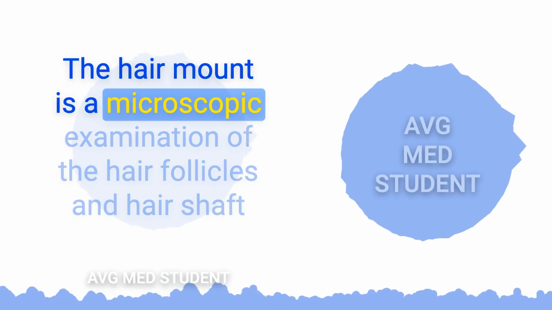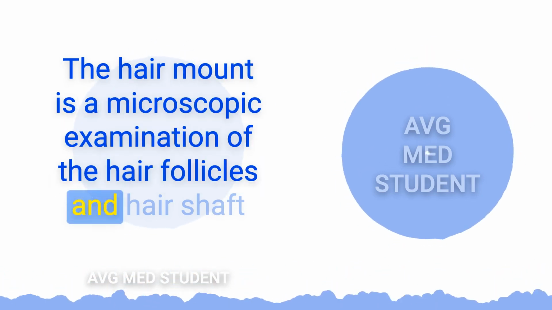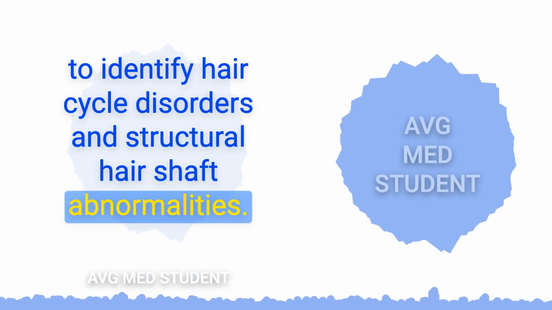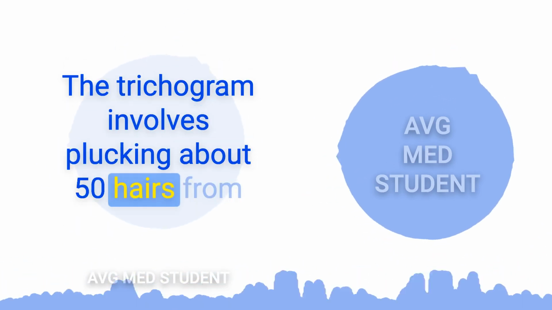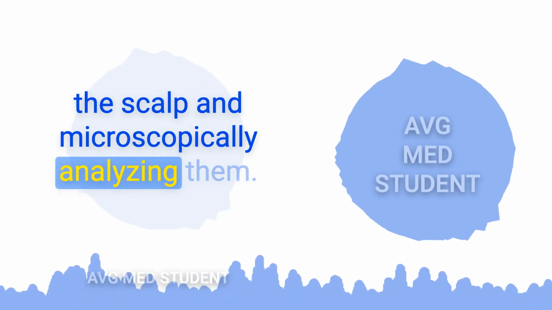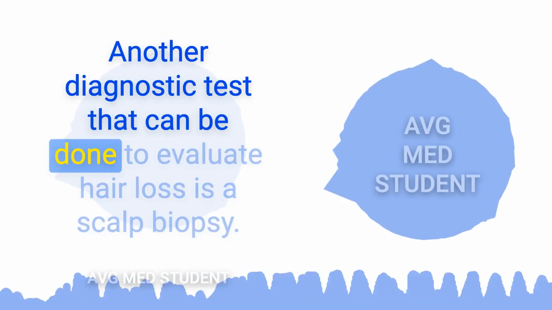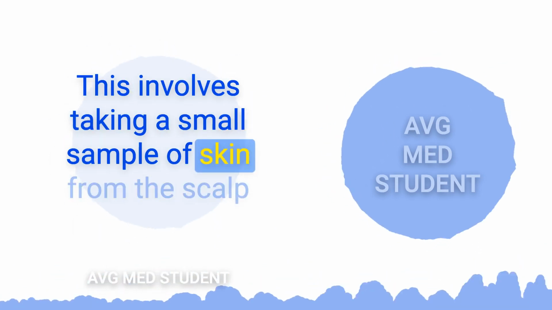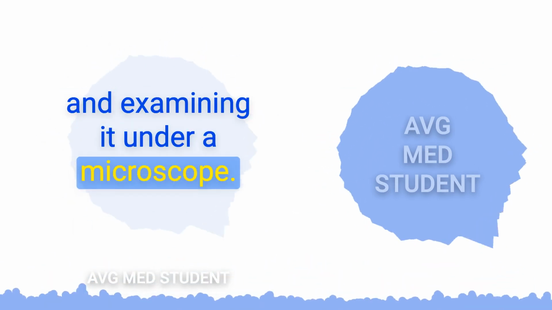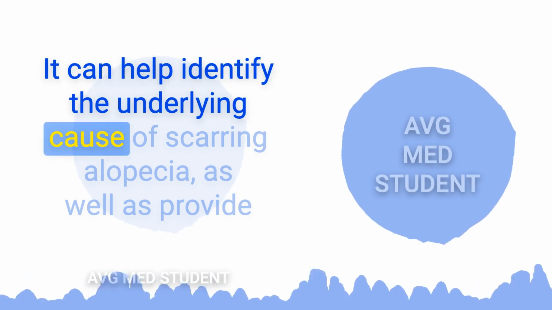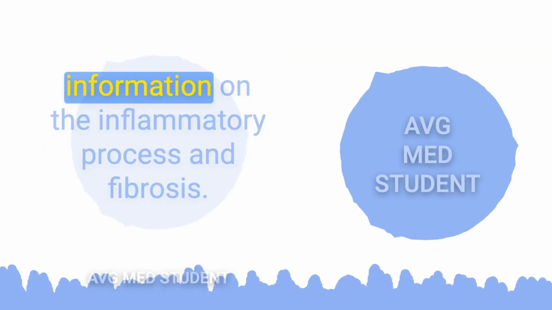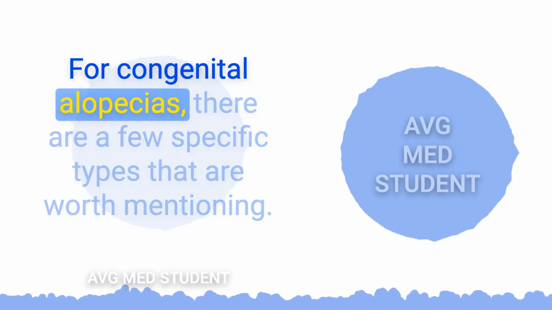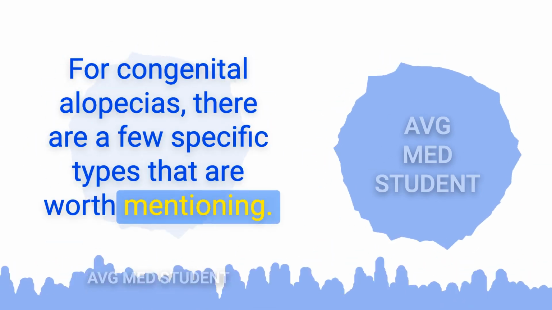The hair mount is a microscopic examination of the hair follicles and hair shaft to identify hair cycle disorders and structural hair shaft abnormalities. The trichogram involves plucking about 50 hairs from the scalp and microscopically analyzing them. Another diagnostic test that can be done to evaluate hair loss is a scalp biopsy. This involves taking a small sample of skin from the scalp and examining it under a microscope. It can help identify the underlying cause of scarring alopecia, as well as provide information on the inflammatory process and fibrosis.